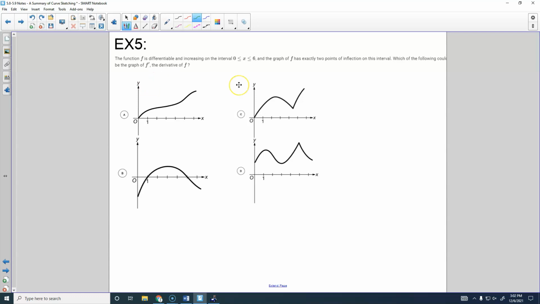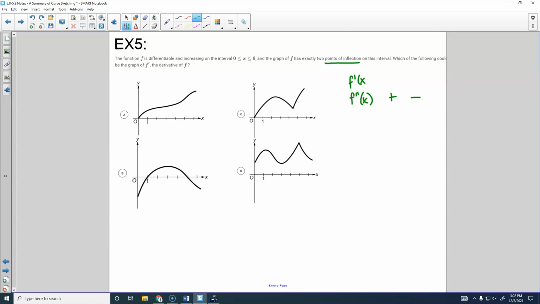All right. The function f is differentiable and increasing on the interval from 0 to 6. And the graph of f has exactly 2 points of inflection on this interval. Which of the following could be the graph of f prime, the derivative of f? All right, so we're talking about points of inflection. Points of inflection is concavity, which is second derivative. So our second derivative has to go from positive to negative twice, or negative to positive.